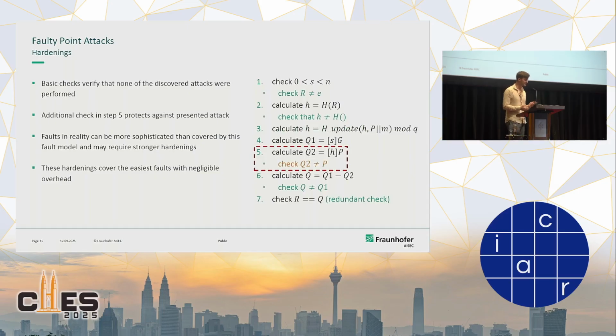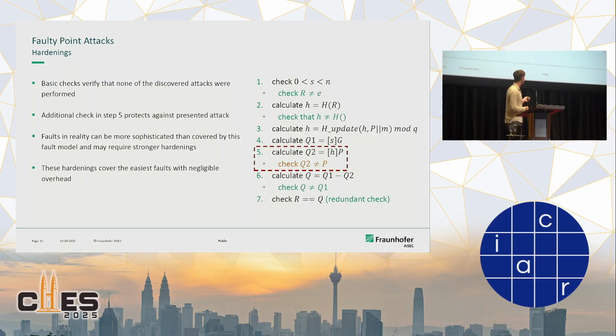So in this last step, we then asked ourselves, how can we defend against these attacks? We just introduced some very basic checks. This is really not complicated. We looked at all of the attacks that we found. This is now an example for EdDSA again. And just for every attack, we introduced some check that verifies that this fault didn't happen.